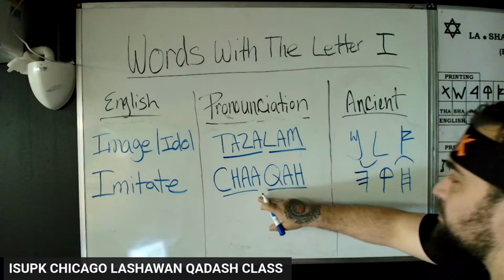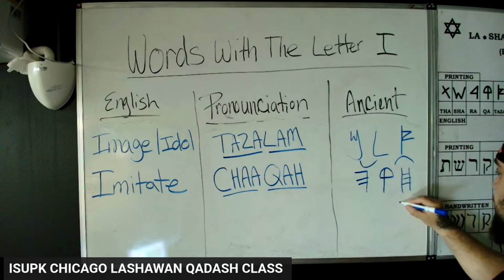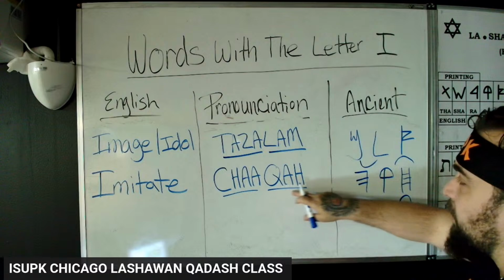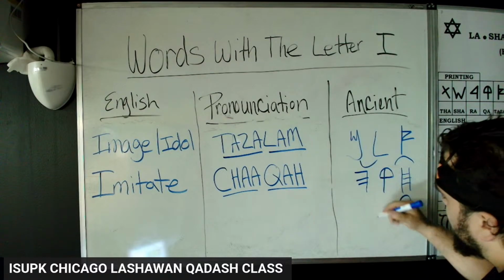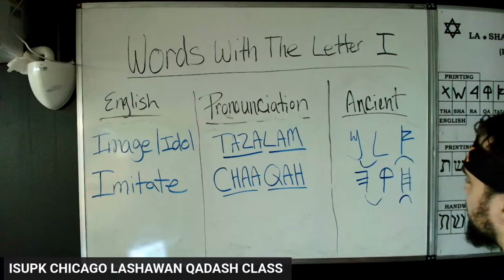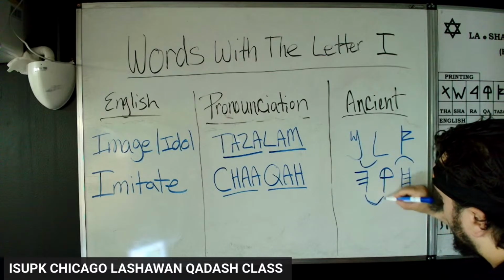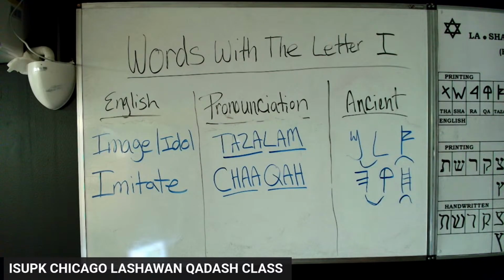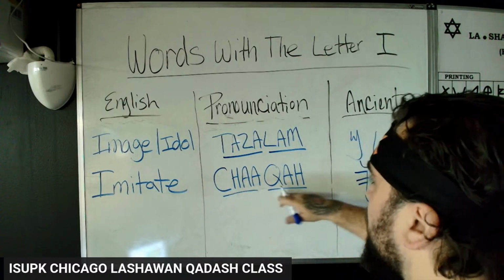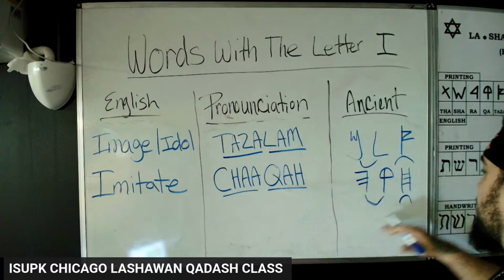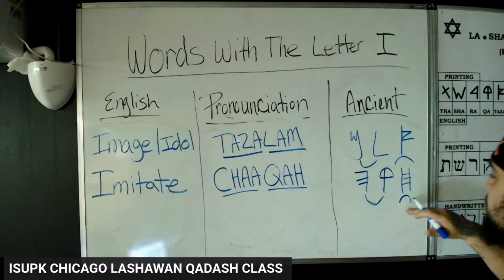So you got ka. So that's the full letters. Then you got kwa that's connected, the kwa and the ha, right here. Boom. You connect those. All right. So imitate in English is ka-kwa in the ancient. And this is how you write it from right to left in the ancient. Ka-kwa.